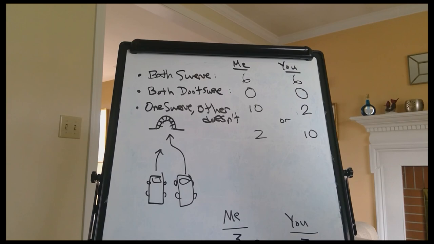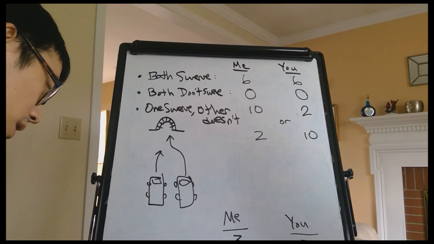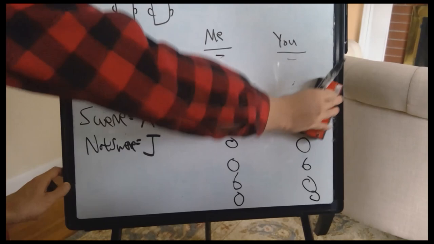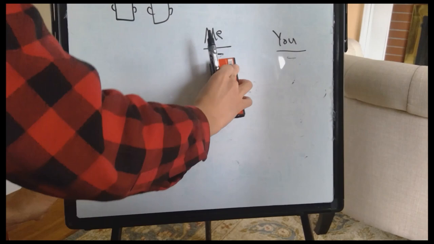So we're going to do the same thing, except the ace is going to be to swerve, and the jack is going to be to not swerve. And we can figure out how many cool points we accumulate. Okay, we're gonna do 5 rounds here.